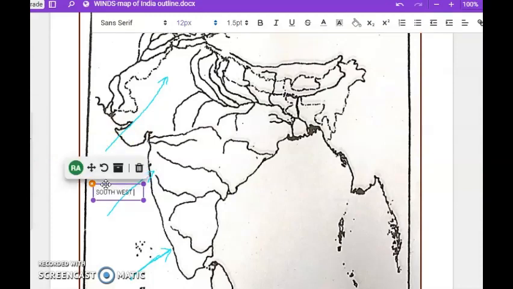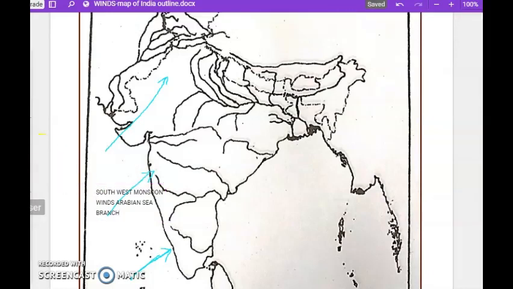Southwest monsoon winds, Arabian Sea branch.